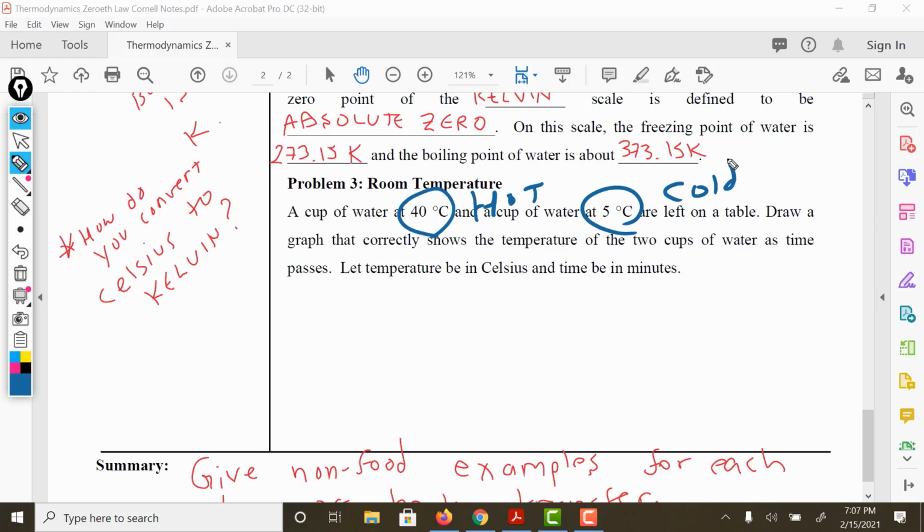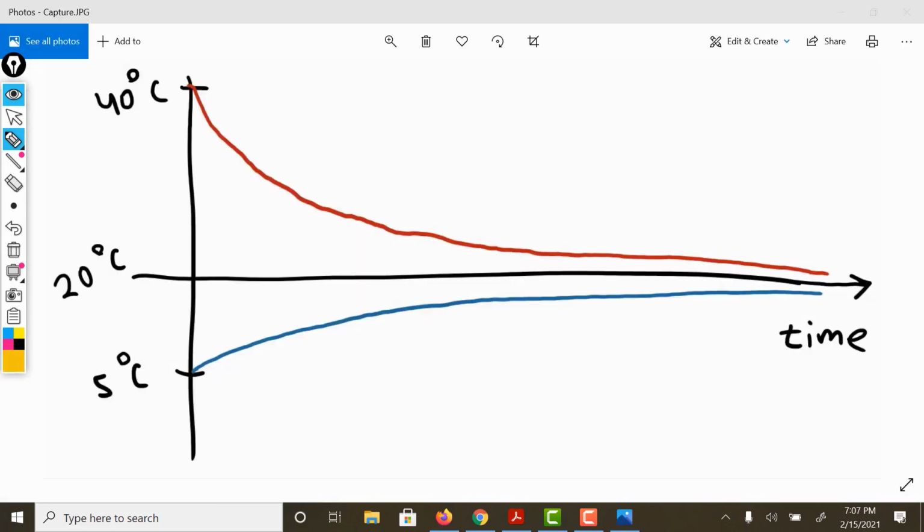So just to give you an idea, room temperature is going to be about 20-ish degrees Celsius. Keep that in mind as you look at some of these problems. Okay, so let's look at a picture of this. Here's my 40 degrees Celsius. Here's my 5 degrees Celsius. I want to make 20 degrees Celsius be room temperature just to simplify stuff.